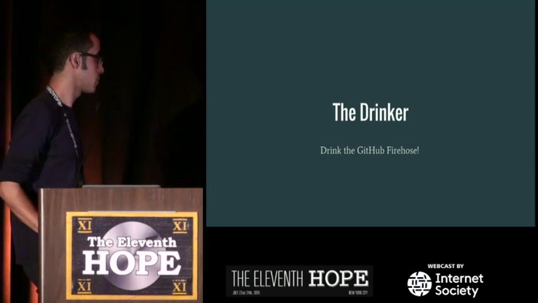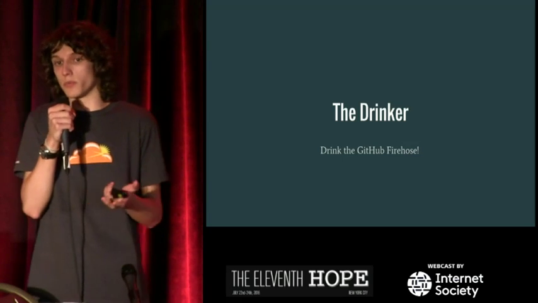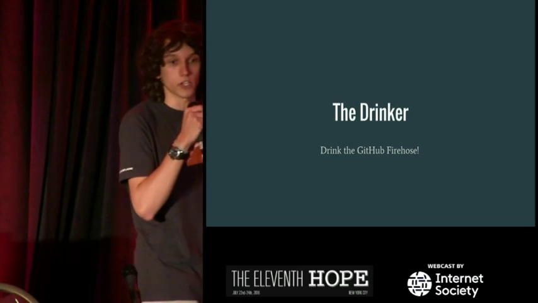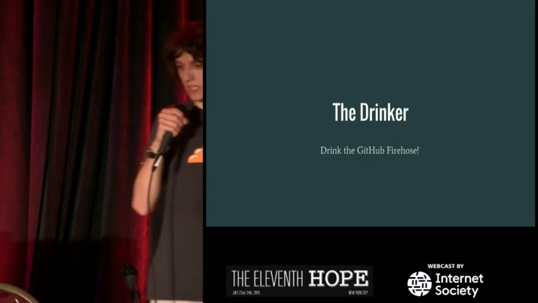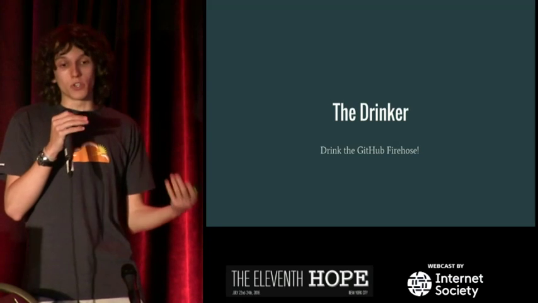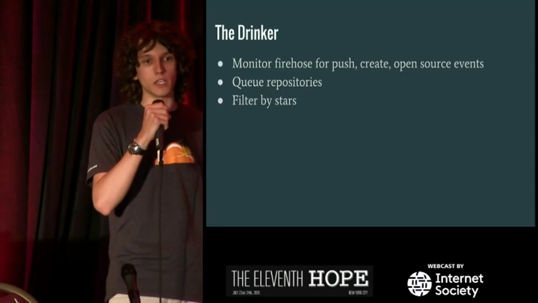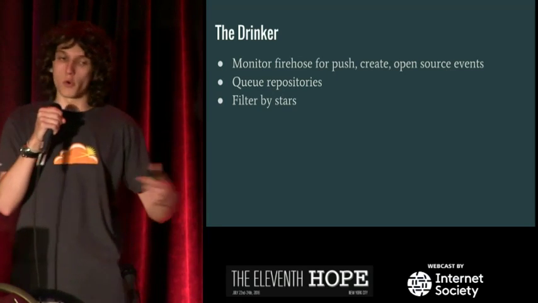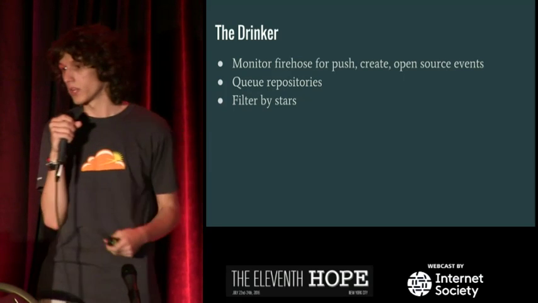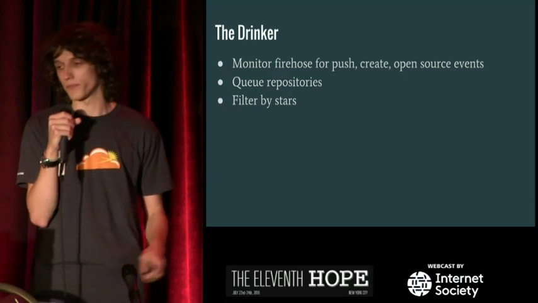Yeah. So good. Let's break it down into pieces. The drinker's job is, to be fair, the easiest, because everything it has to do is to figure out what needs to be fetched and put it in a queue, which, since we're lazy, we just made out of a MySQL table. Anyway, what the drinker is supposed to do is monitor the GitHub Firehose, which is the stream of all the API events that happen on GitHub, for pushes or other events that suggest that something about the Git structure changed. Then it puts those repos in a queue based on how many stars they have.